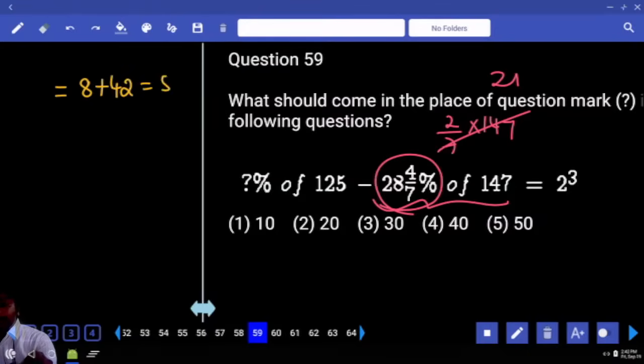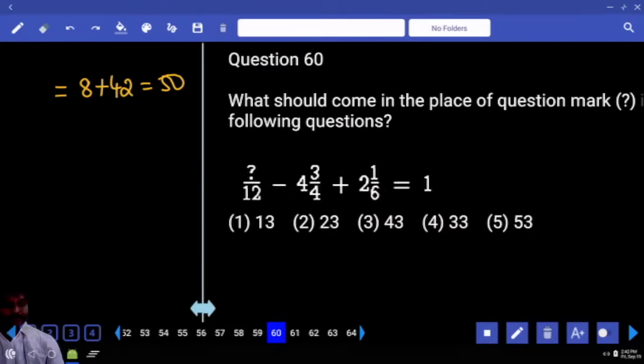Come on. 50 is what percent of 125? That's the question. What is 10% of that fellow? Double. Double. 10% double. Again double. Answer 40%. Is it clear?